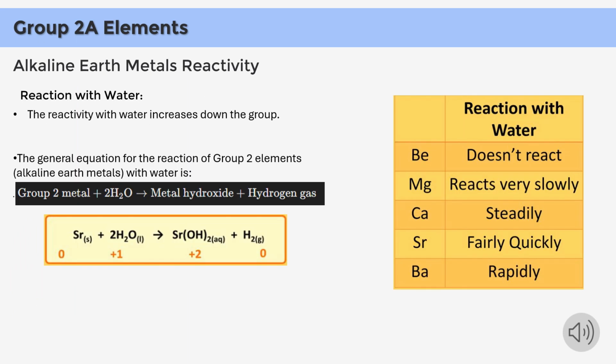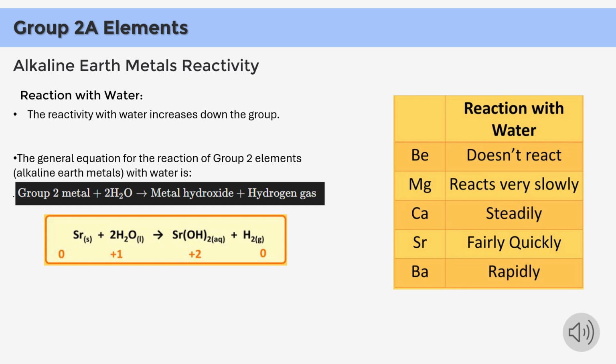Now, let's talk about the alkaline earth metals' reactivity. Let's start with their reaction with water. As you can see, the reactivity of alkaline earth metals increases down the group. It starts with beryllium, which doesn't react, and magnesium reacts very slowly, calcium reacts steadily, strontium reacts fairly, and barium at the end reacts rapidly.